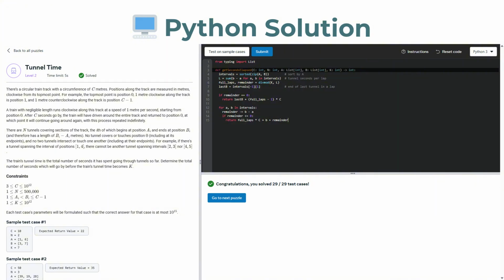Here's the plan in code. First, sort the tunnels by start. Add up all tunnel lengths to get L per lap. Divide k by L. The quotient is the number of full laps, and the remainder is what's left.